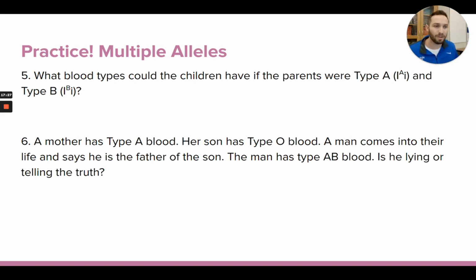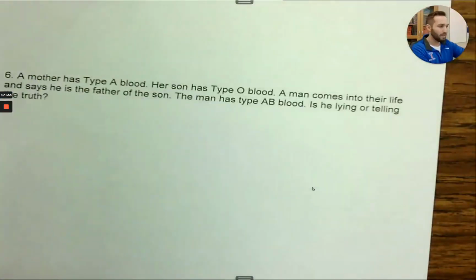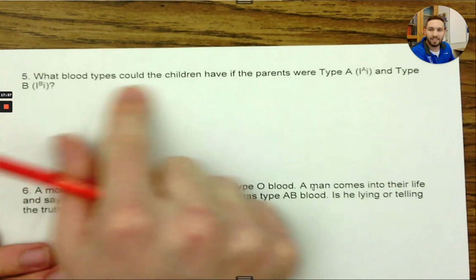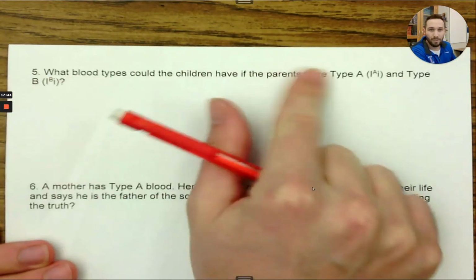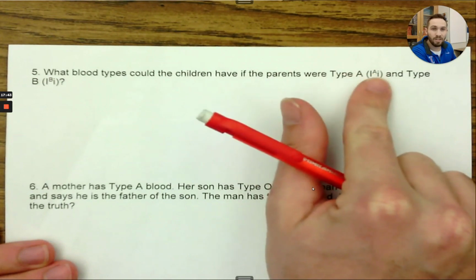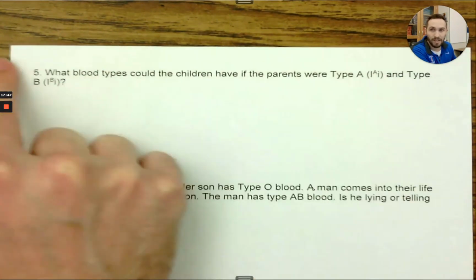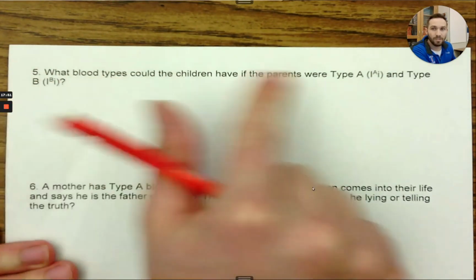So here's an example. I'll pull it up on my paper and do one of these with you. If you look at number 5, it says, what blood types could the children have if the parents were type A and type B? One parent is type A, and they specifically tell you that parent's heterozygous. They have an A allele and an O allele. A is dominant, so they have type A blood. And type B, this person's also heterozygous, a B allele and an O allele, but they have type B blood. So you know their genotypes.